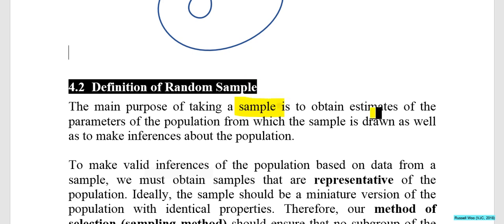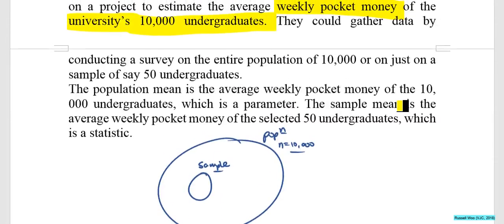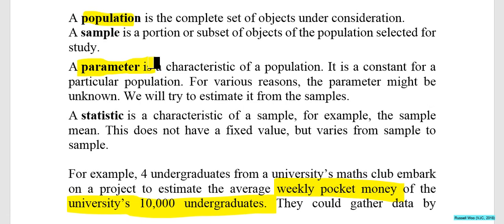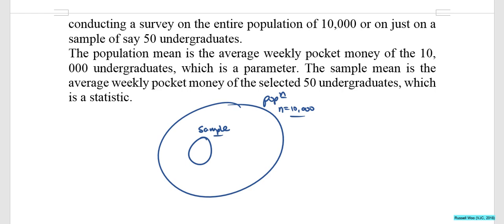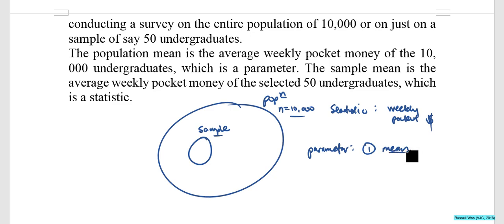The whole purpose of taking a sample is to obtain estimates. Estimates of what? Estimates of some parameter. The statistic we talk about is weekly pocket money. Now, the parameter can be the mean. That means you may be interested in the mean pocket money of the entire population. That's not the only thing we can be interested in. We may want to find out the variance. Parameters can be the mean, the variance, and also the median.